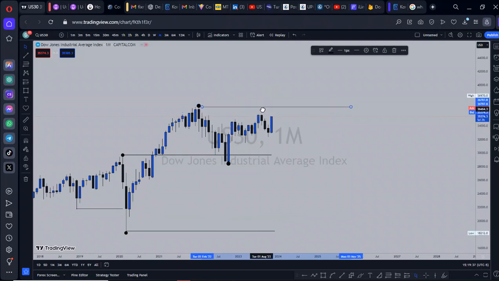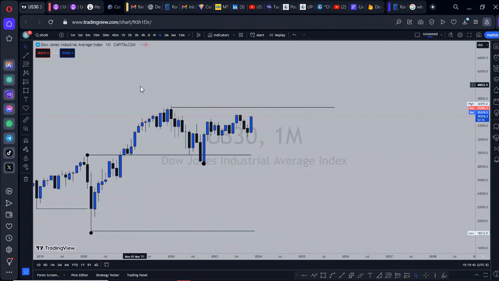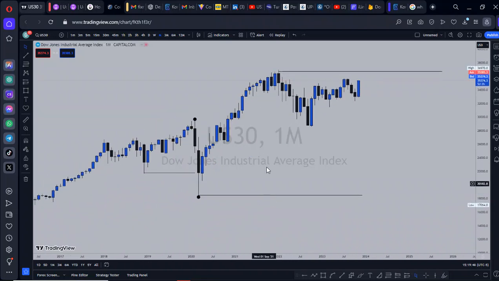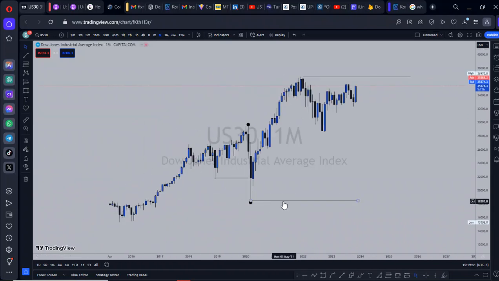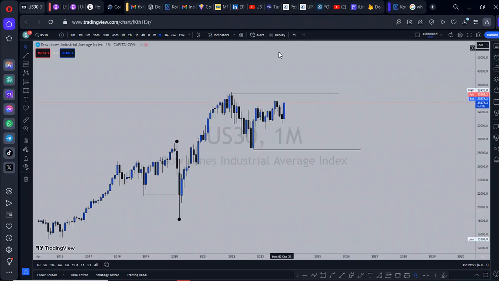So now I'm inside a new range highs and lows. So I'll take this off right here. I don't need it anymore. I take this off right here. I don't need it anymore. I take this off right here. I don't need it anymore. So now I am not dealing in this major range high low.